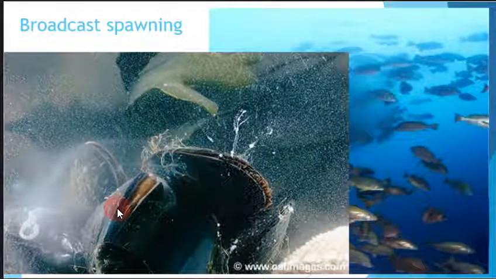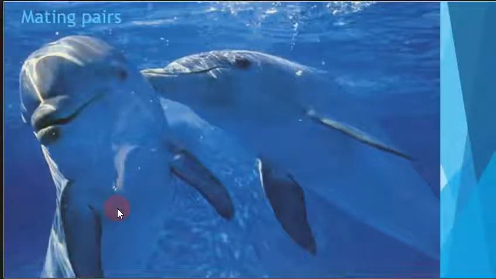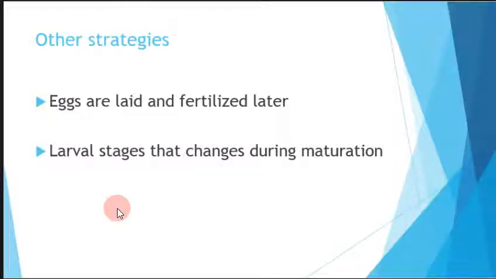Oh, that's a mussel, like a clam, kind of a thing. And you can see they're releasing their gametes out into the water there. And they're living in a group with other mussels, so they tend to find a mate there. We have mating pairs here. We see our dolphins. Our other mammals, of course, would be mating pairs as well.